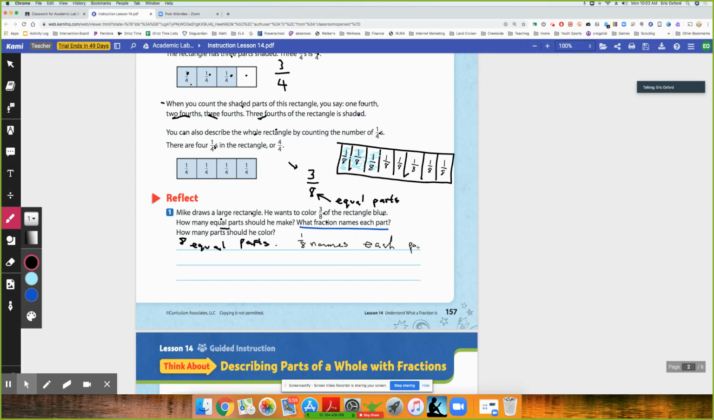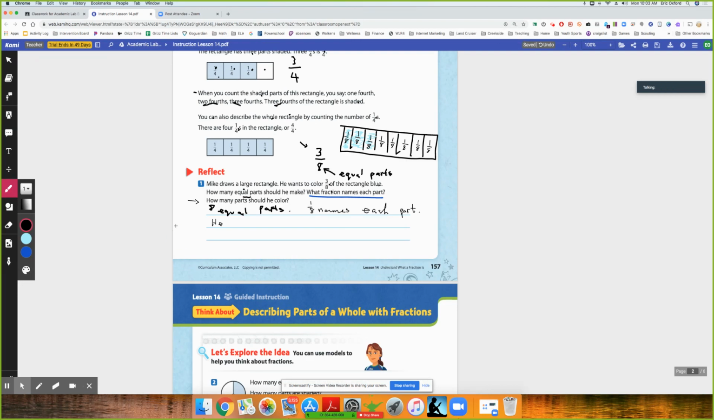Oh boy, that's pretty messy. Okay, how many parts should he color? Well, we colored 3. He should, and let me try my pen with this because I might be able to do it easier. Maybe, maybe not. Let's see. He should, whoops. Maybe, maybe not. Yeah, my pen's not working right now. Boy. Okay. Well, I better not mess with the pen right now. We'll try it again next time.